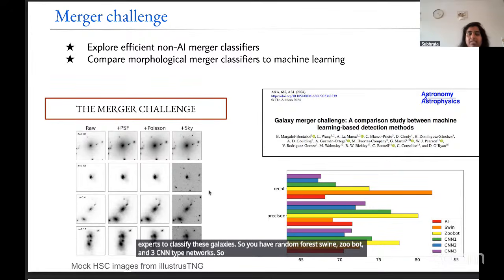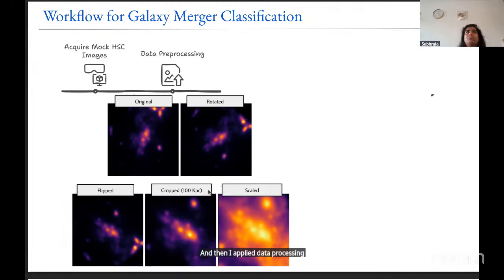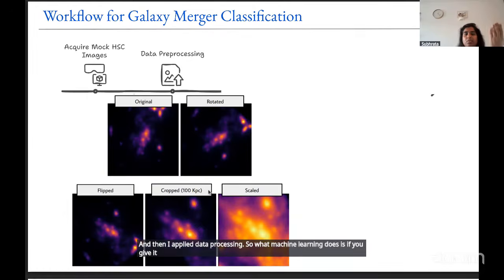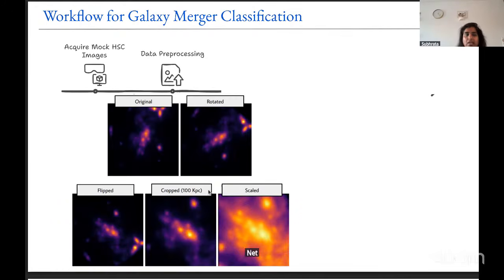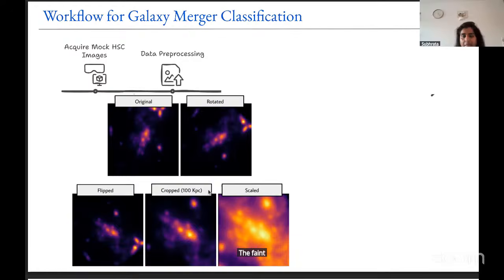So what I did was I took the same images and then I applied data processing. What machine learning does is, if you give it the same image and you process it, for example you crop it or you rotate it, it sees it as a different image, a second image. That helps us increase the number of galaxies that the networks are seeing. My data processing includes the original image, which I rotated, so that increased the number of galaxies. Then I flipped it, cropped it to 100 kiloparsec, and also scaled the images with arcsinh scaling to enhance the faint features of the merging galaxies, such as tidal features, double nuclei, etc.